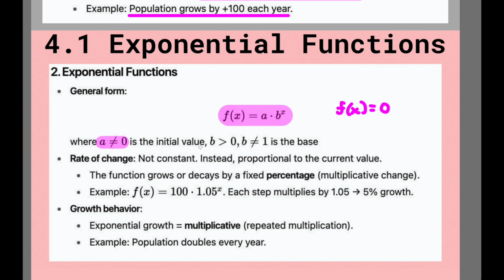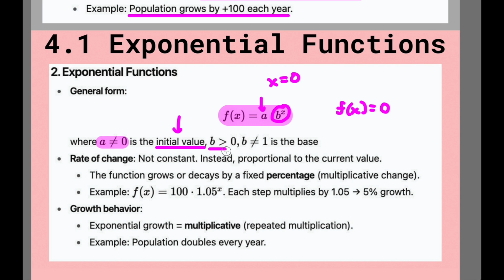A is also known as the initial value. We're going to be talking about this a little bit later when we do some example problems. So you have to understand that a is the initial value. If you put 0 in for x, this whole thing is going to become b to the 0 power, which means you have that a value. So when x is 0, that's the initial value of whatever that a is.